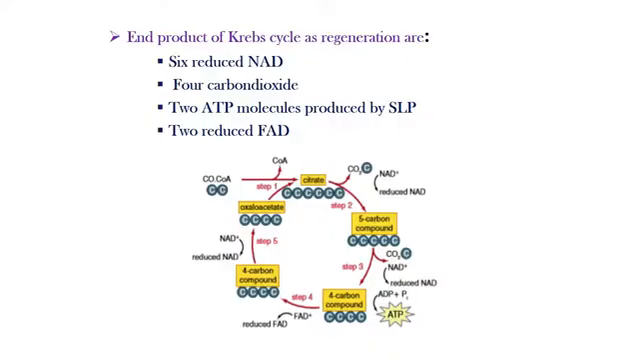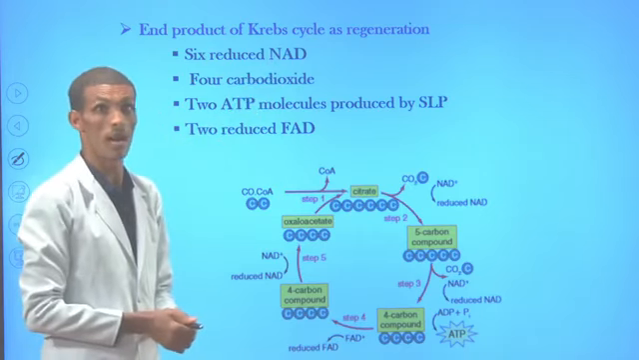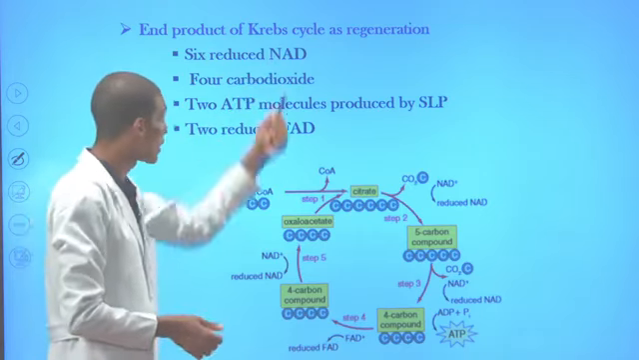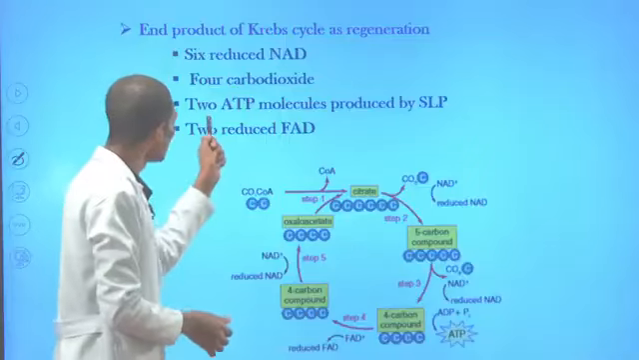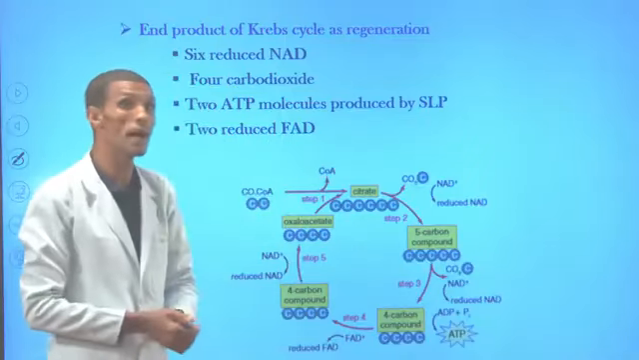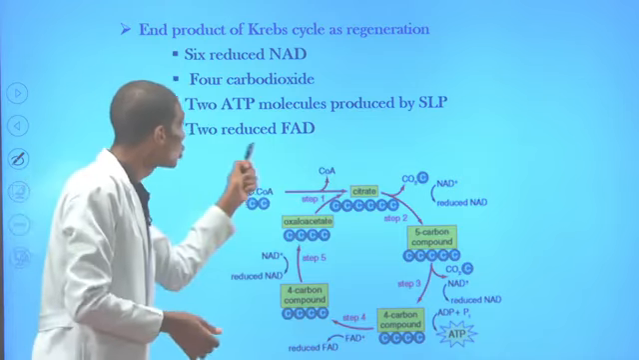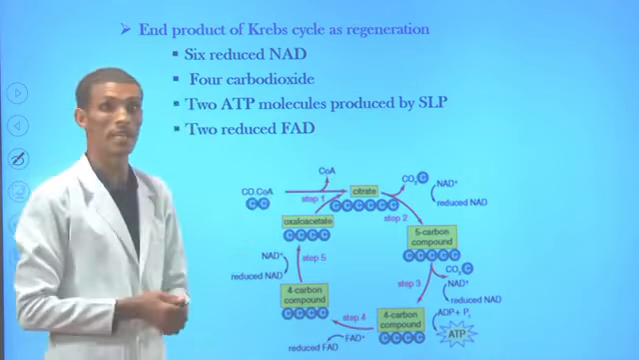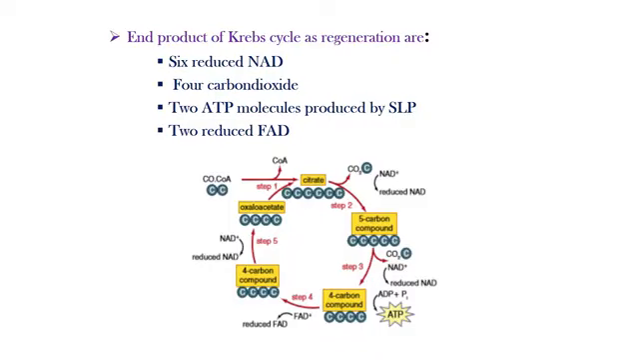Then the following products can be obtained after regeneration. Here there are 6 reduced NAD produced from Krebs cycle, and 4 carbon dioxide are released by decarboxylation. There are also 2 ATP molecules produced by substrate level phosphorylation. Additionally, 2 reduced FAD are produced. This is what the steps of Krebs cycle look like.